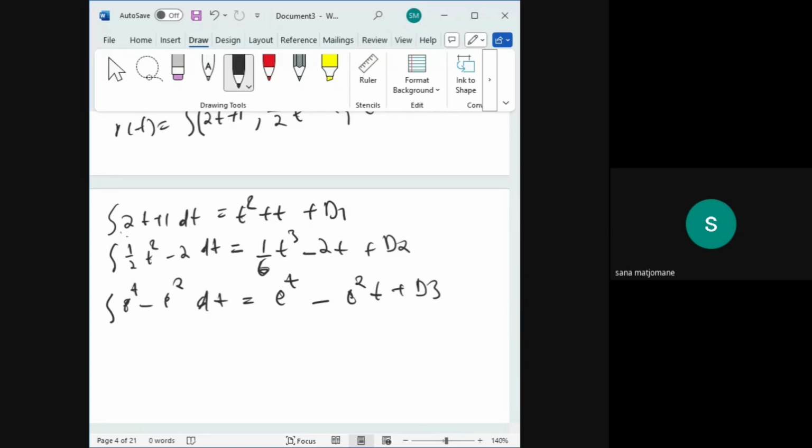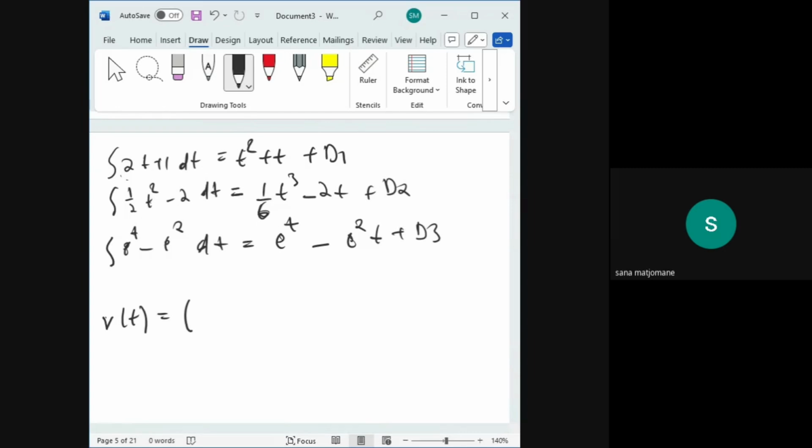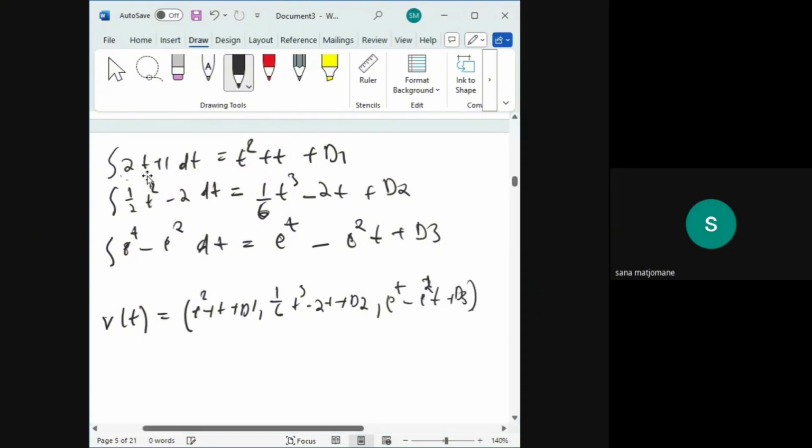So now let me write my position vector equation, with the constants, of course, like I did with the velocity. So this one is going to be t squared plus t plus d1, right? 1 over 6 t cubed minus 2t plus d2, right? Then the last component here is e to the t minus e squared t plus d3, right? Perfect.